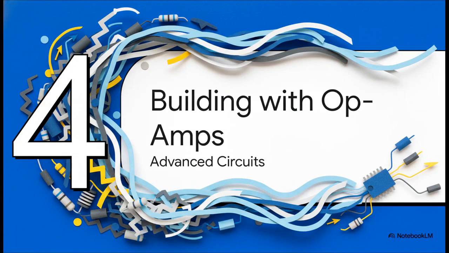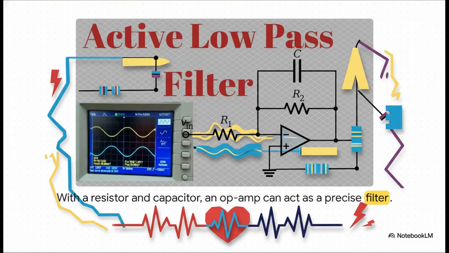Okay, so now we have this incredibly powerful and predictable block. What else can we build? Well, it turns out that by just changing the parts you put around it, you can make the op-amp perform all sorts of amazing tasks that go way beyond simple amplification. For example, pop a capacitor into the feedback loop and bam, it's a filter. This active filter can let the slow, important signals from a heartbeat pass right through, while blocking all the high-frequency junk, like noise from muscle tremors or electrical interference. You can see why this is absolutely critical in biomedical devices.